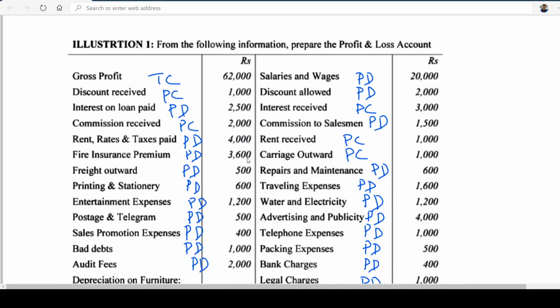I think most of you are from a commerce background. This is a crash batch, a short-term batch. I think you are all familiar with the format. This is just a recapitulation of what you have learned.